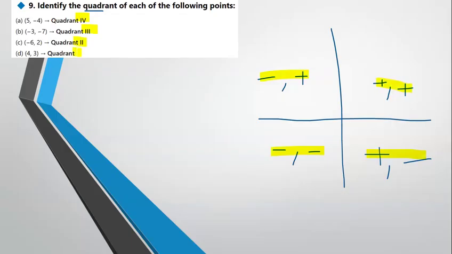So in this way, we can find the quadrant of any kind of point. If a point is given, we can easily find in which quadrant that point will lie using this sign symbol. Let's move to the next question now.